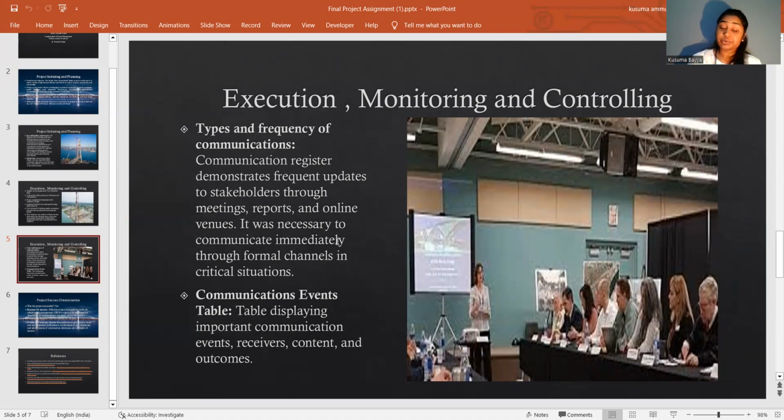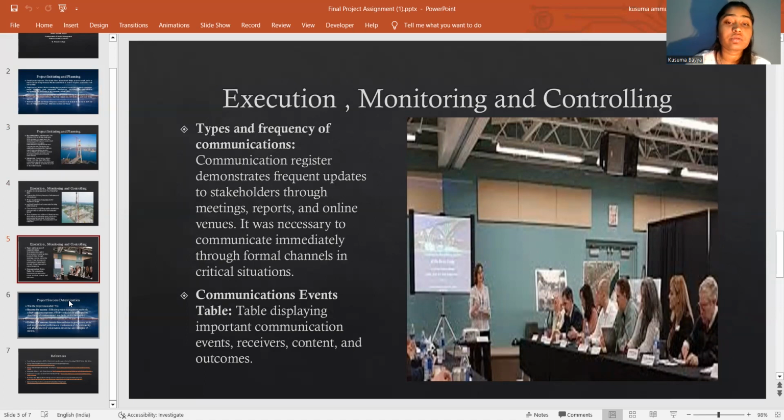So when it comes to the next point, which is the communication events table, the key communication events are described in the table, along with receivers, content, and the results. So this organized method made sure that crucial information was quickly conveyed, enabling quick decision making and problem solving.